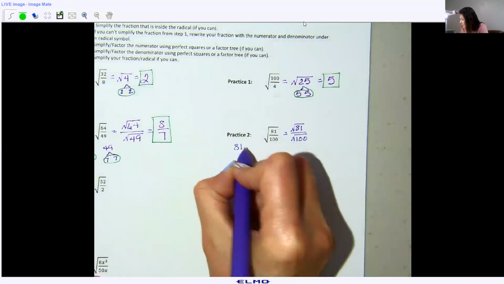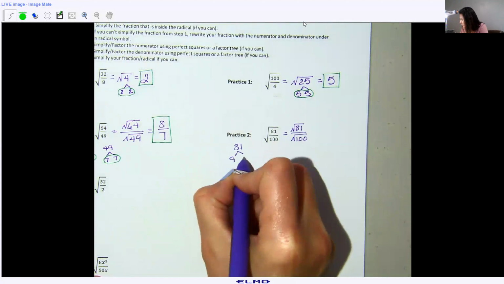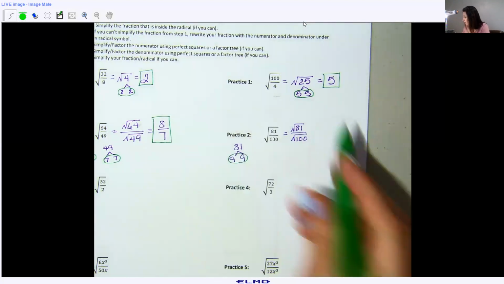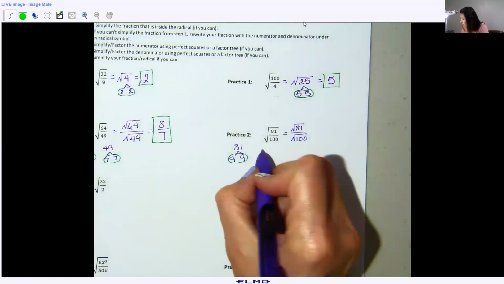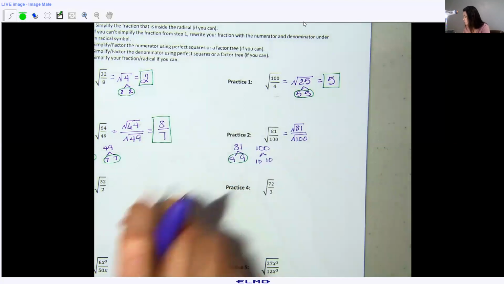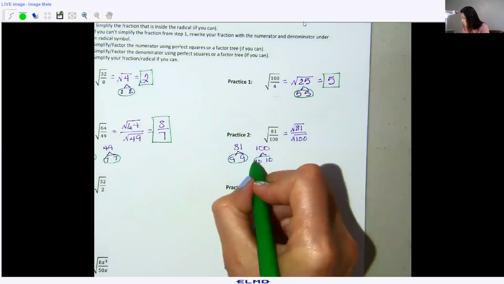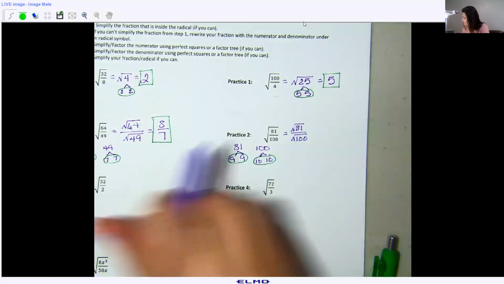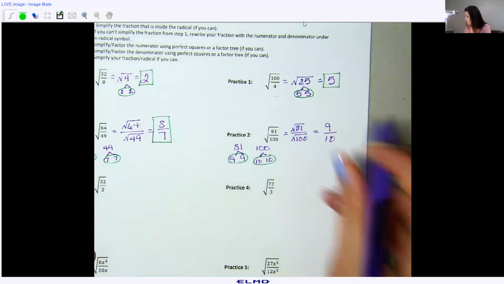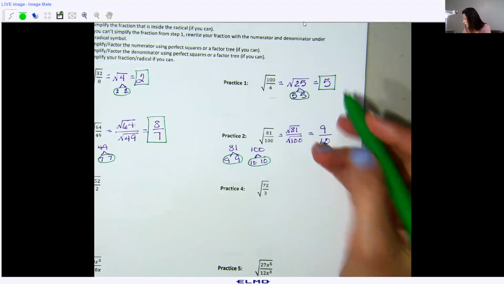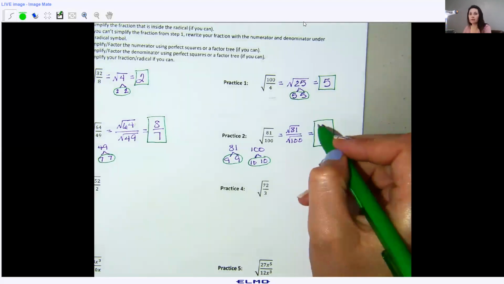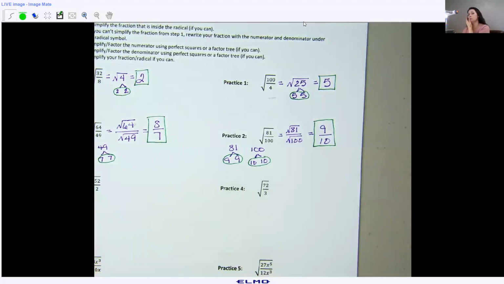81 can factor out. It is a perfect square, 9 times 9. And then 100 can factor out. It is also a perfect square, 10 times 10. And so your answer would be 9/10. Okay, and we're going to leave it like this. We can't simplify it. The only thing I would tell you with your fractions is to simplify them. But in both of these cases, we can't.